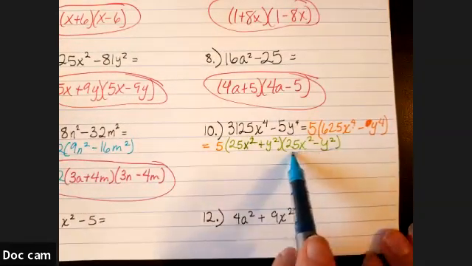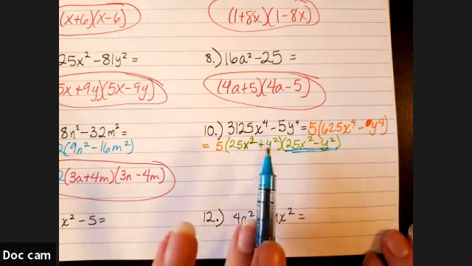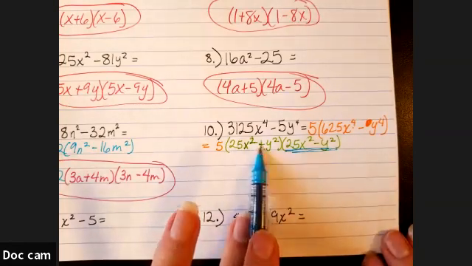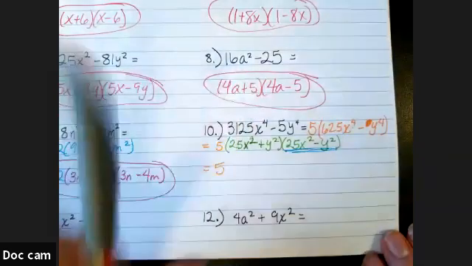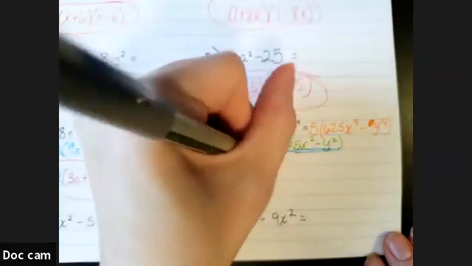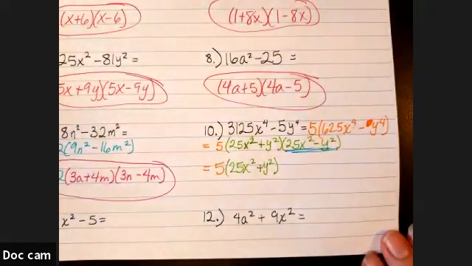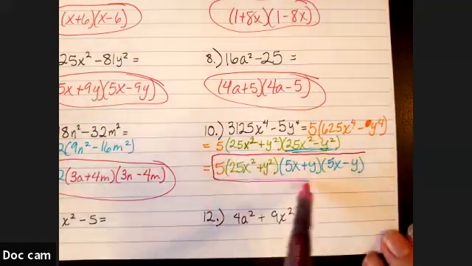Now, this part right here is another difference of squares. If it has a plus, that's not a difference, that's a sum of squares, and that can't be factored, that's prime. So just bring down the 5, and then bring down that first set of parentheses with 25x squared plus y squared. Then we're going to have 2 more sets of parentheses, and this is going to be 5x plus y times 5x minus y. And that's what we call fully factored, all the way factored.